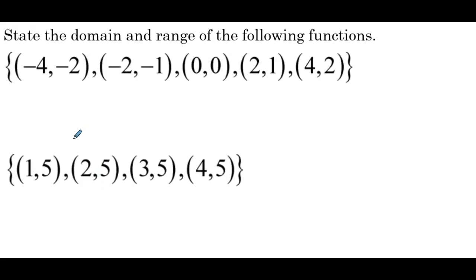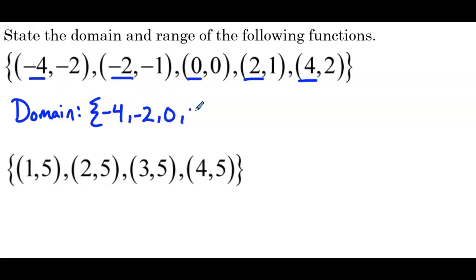First up, state the domain and range of the following functions, and they've given us a set of ordered pairs. Nice part, they've already told us it is a function, although it doesn't have to be to find the domain and range. The domain of our first function, the set of inputs, so we'll underline these in blue again. So -4, -2, 0, 2, and 4. So we'll list the set of inputs from least to greatest. So -4, -2, 0, 2, and 4.